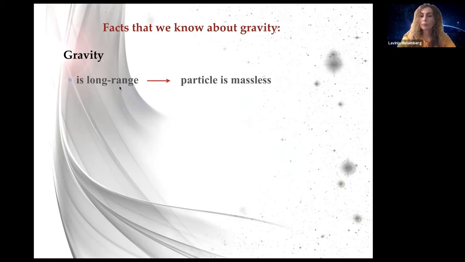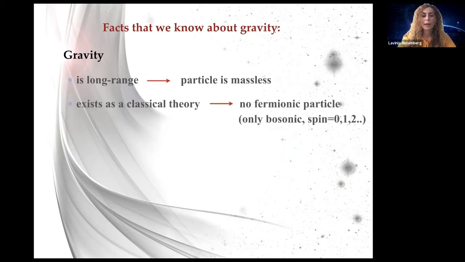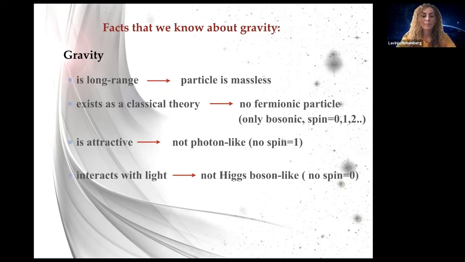Gravity is long range, so the particle associated to it should be massless. And it exists as a classical theory, so no fermionic particle. It can only be bosons of spin 0, 1, 2. And it is attractive, so it cannot be photon-like, so this excludes spin 1 particle. And it interacts with light, so it cannot be Higgs boson-like, so this excludes spin 0.